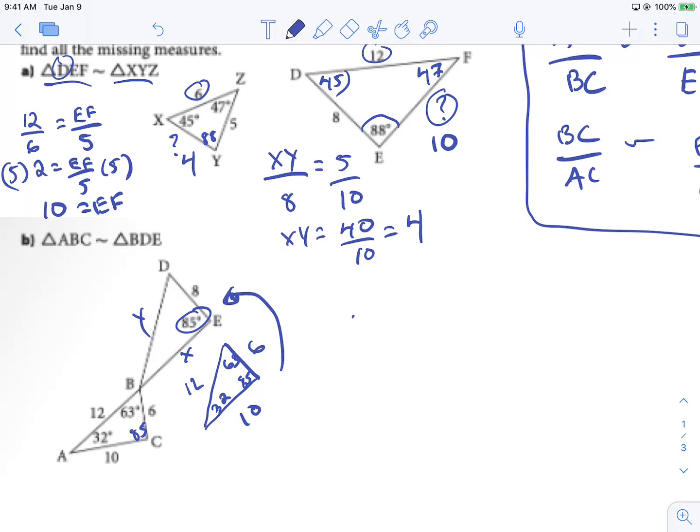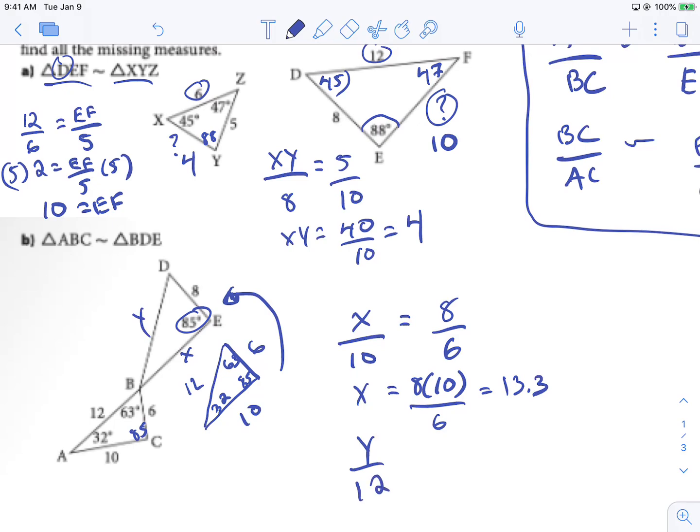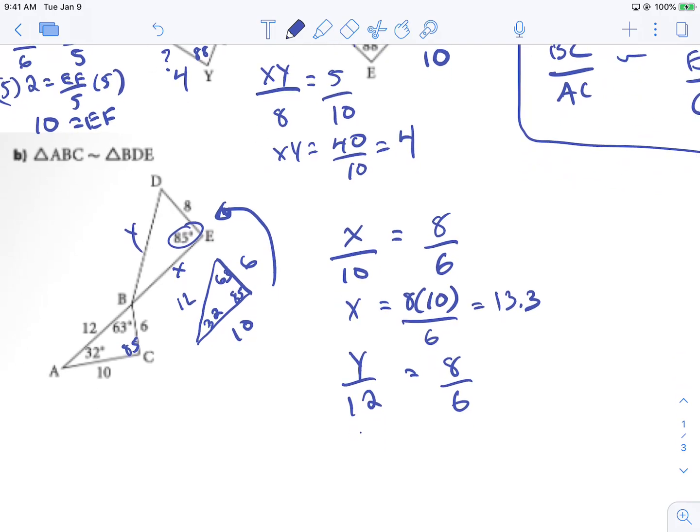So let's start off by figuring out x. We have x over 10 equals 8 over 6. So we'll cross multiply again. X equals 8 times 10 over 6, which is 80 over 6, which will give me a value of about 13.3. Now if we want to do the same thing with y, we can say y over 12 equals 8 over 6. We'll do the same thing, we've got to cross multiply.